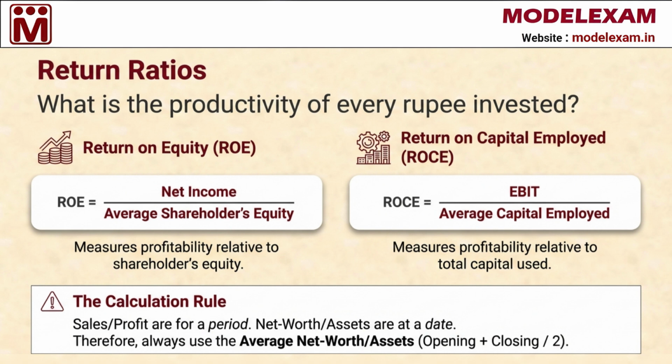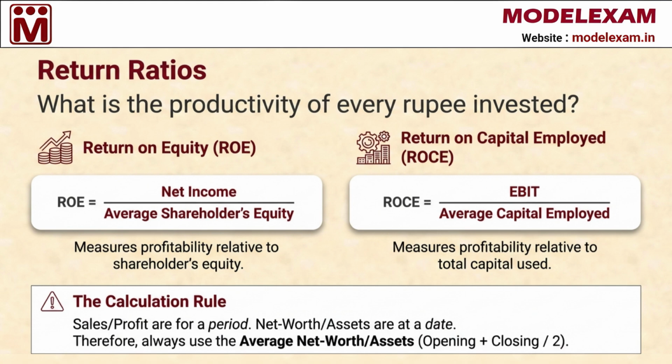While profitability tells us about margins on sales, it does not tell us about the productivity of the money we put in. For that, we use return ratios. These answer the question, what is the productivity of every rupee invested? We look at two main ratios. First is return on equity or ROE, which measures return for shareholders. Second is return on capital employed or ROCE, which measures return on total capital.